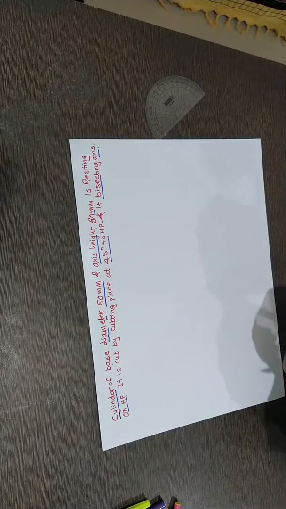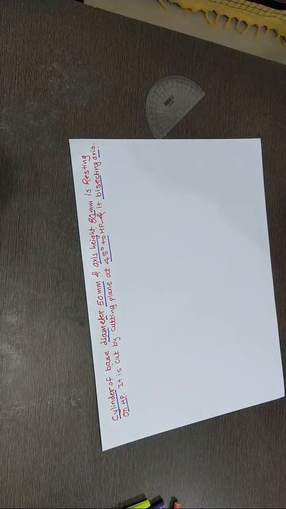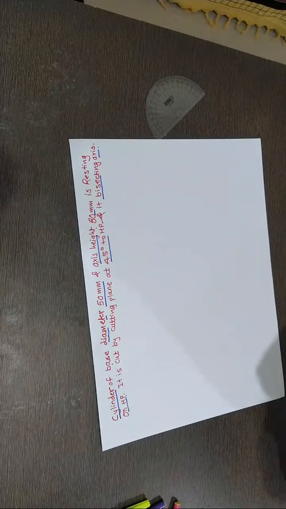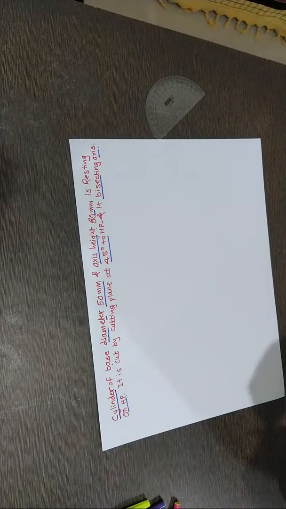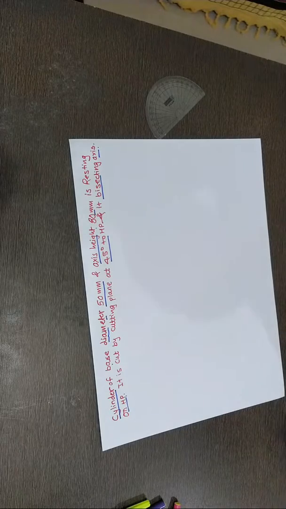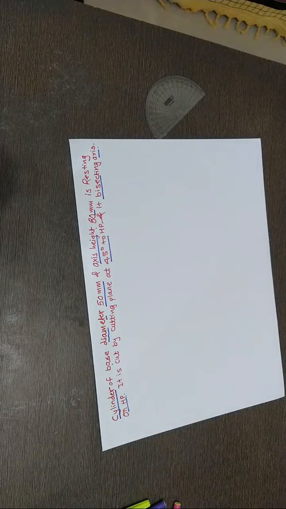So a cylinder of base diameter 50 mm and axis height 80 mm resting on HP, and it is cut by a cutting plane 45 to HP and which bisects the axis. Draw the development of lateral surface of the cylinder. So that's a question for 10 marks.